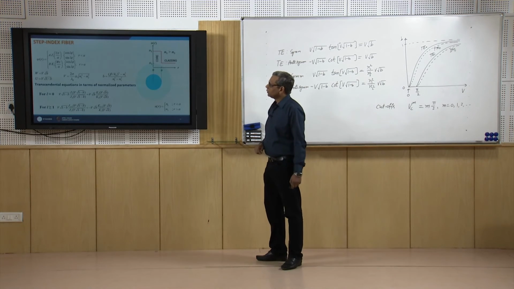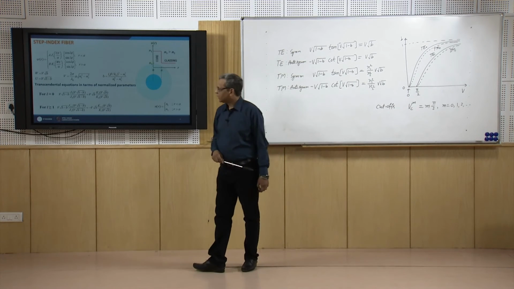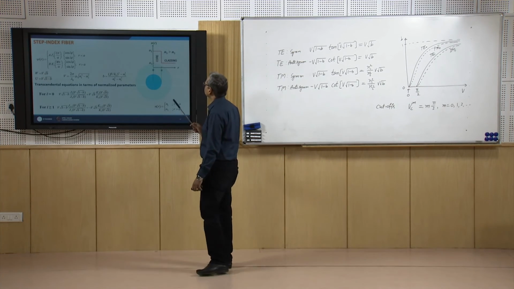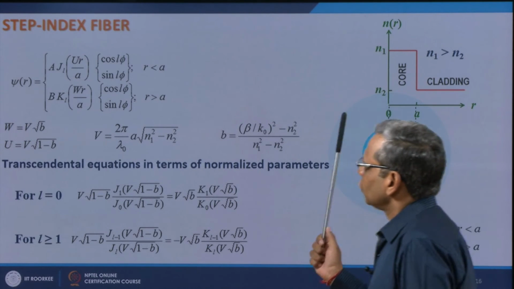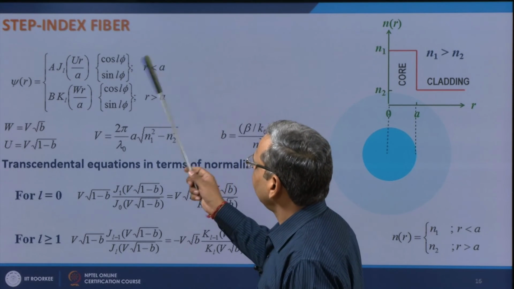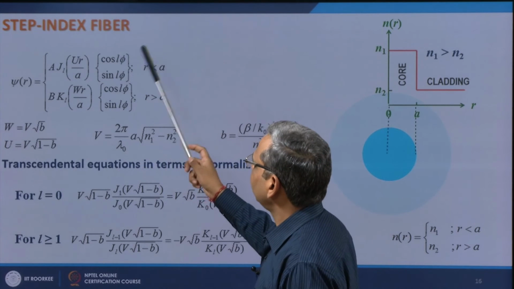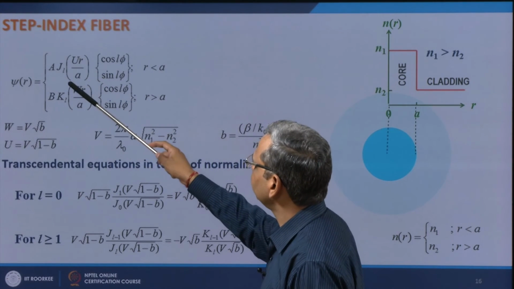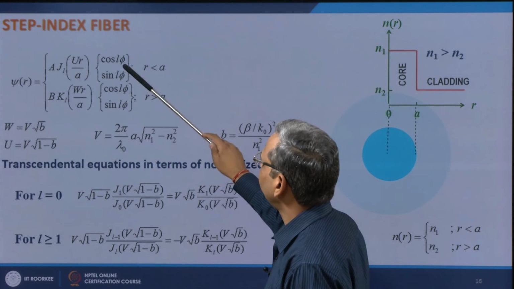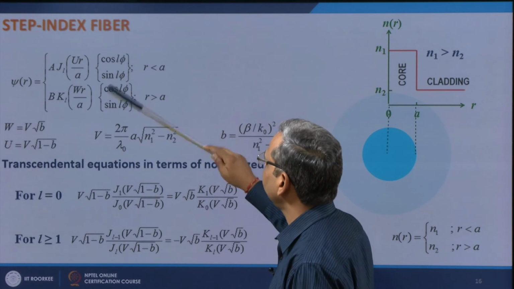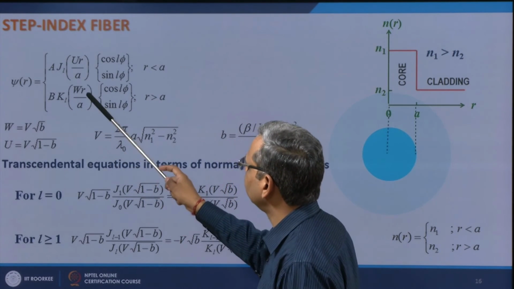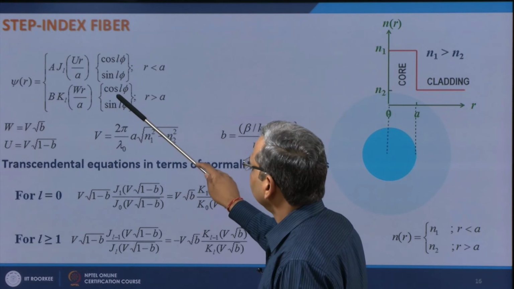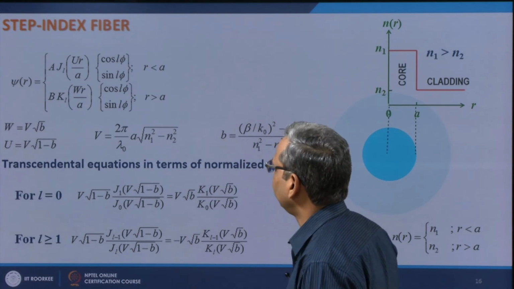Then we worked out the modes of a step index optical fiber. So, in a step index optical fiber I have a core and a cladding, which I have assumed to be extended to infinity. So, here I have the modes which are functions of r and phi. So, this is the r solution, A j l u r over a, and the phi solution is cosine l phi and sin l phi. This is in the core. In the cladding the r solution is k l w r over a, and the phi solution is again cosine l phi and sin l phi.